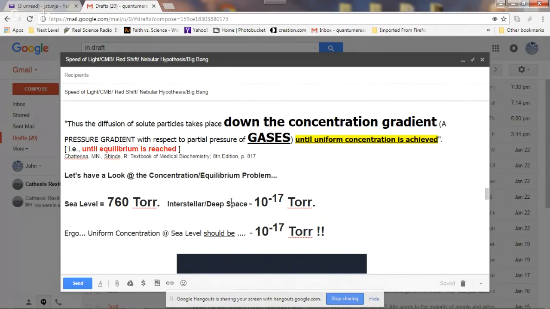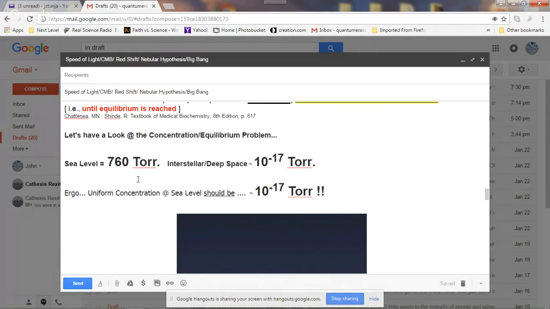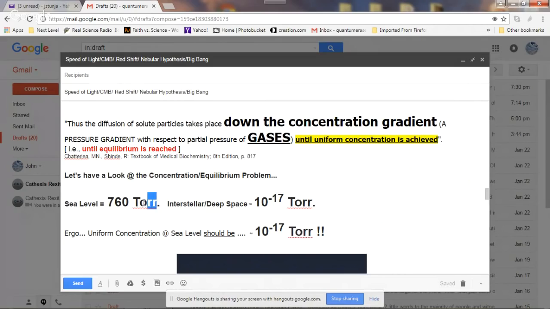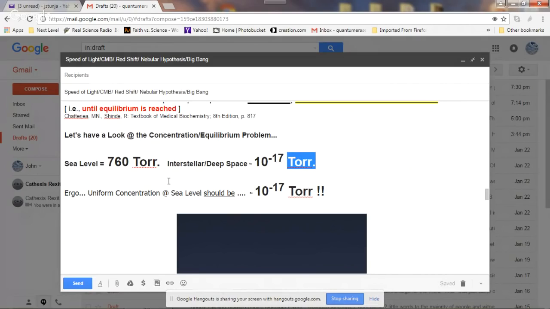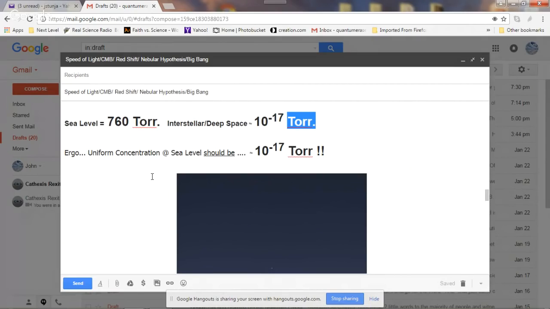So let's have a look at the concentration equilibrium problem. At sea level, it equals about 760 torr, and interstellar deep space is 10 to the negative 17th torr. Now, like Cathexis was talking about, these are units of measure for pressure. We don't really have to use these because solute concentration and pressure are directly proportional. So it's sort of moot. We don't really need those or any other ones, and I'm going to show you that in a couple of minutes. All we need are the numbers. Therefore, uniform concentration at sea level should be approximately 10 to the negative 17th torr.